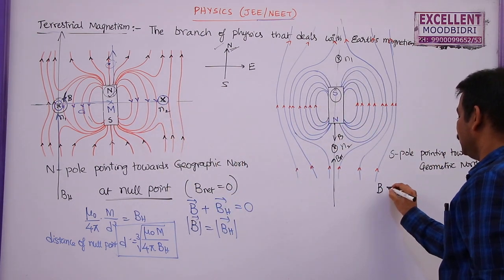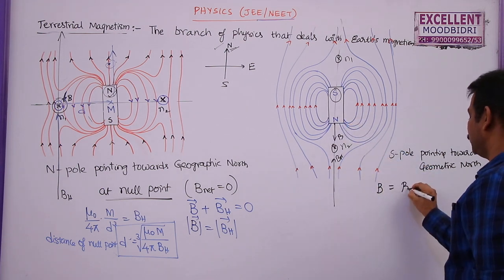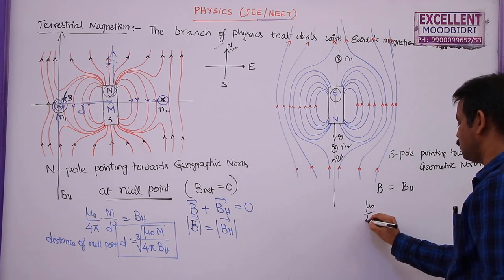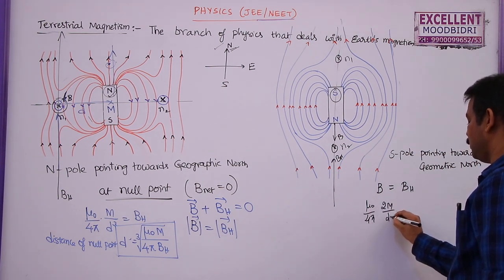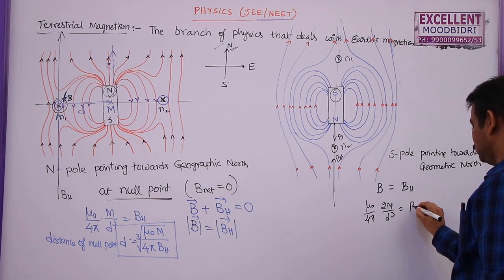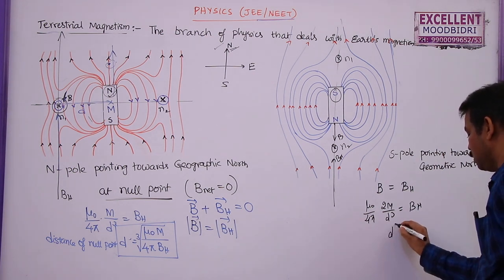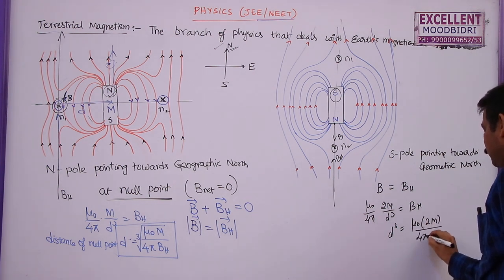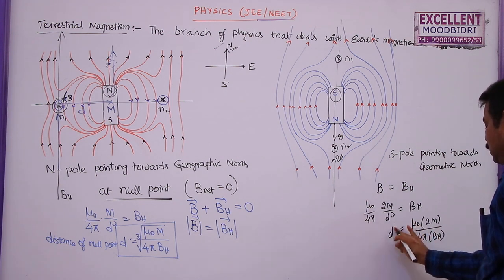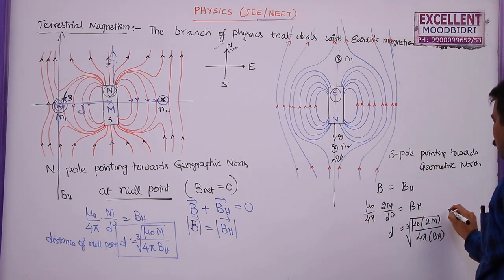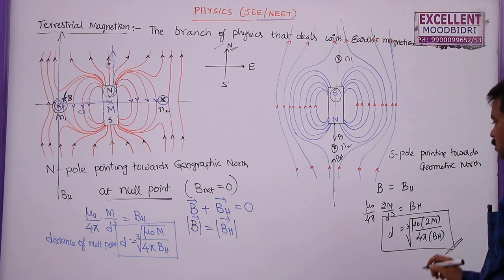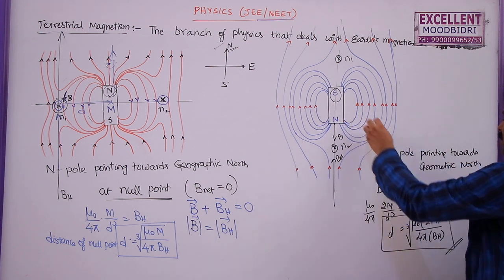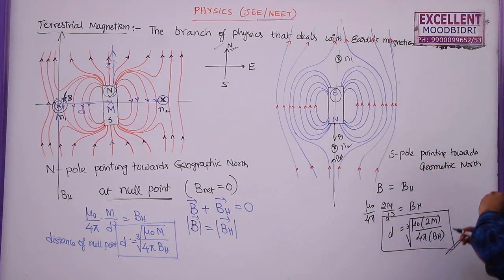So directly I am writing, the magnetic field due to the bar magnet is equal to the magnetic field due to the horizontal component of the earth's magnetic field. This is given by mu naught by 4 pi, 2M by d cube, is equal to BH. So d cube can be written as mu naught into 2M by 4 pi into BH, and d will be the cube root of this value. This is the distance of the null point on the axial line of a bar magnet when the south pole of the bar magnet is pointed towards the geographic north pole.